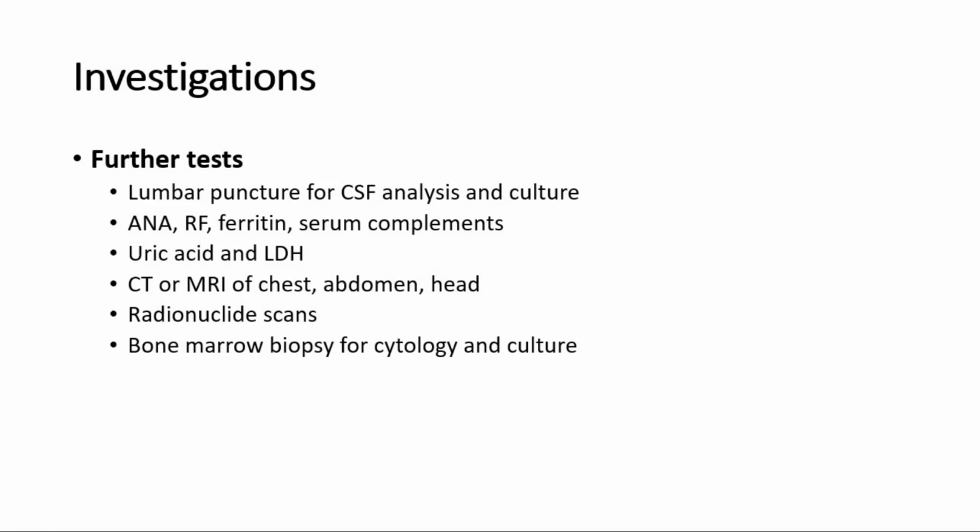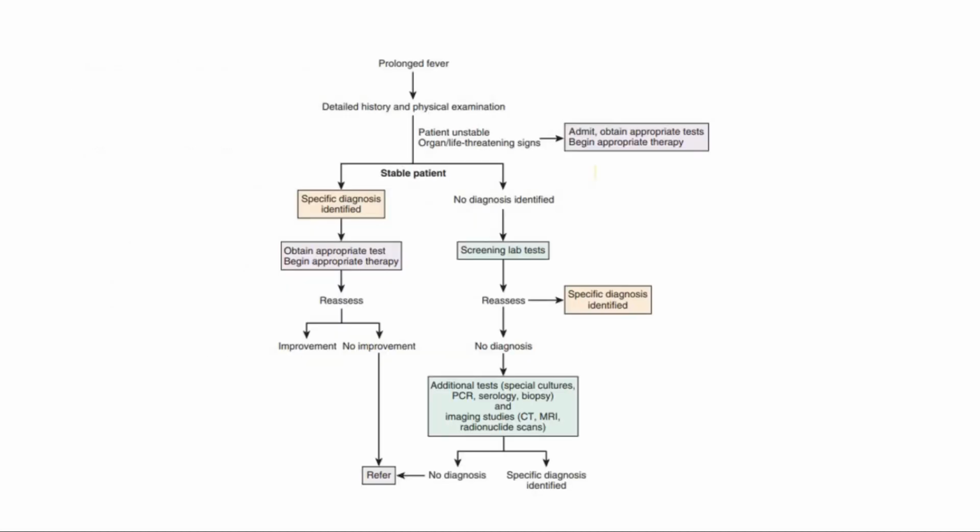And for other investigations, there are also further tests such as lumbar puncture for analysis and culture of the cerebrospinal fluid, ANA or rheumatoid factor, ferritin and serum complements. This is to evaluate for any presence of rheumatic disease. Other tests include uric acid and lactate dehydrogenase. And we can also consider CT or MRI scan of the chest, abdomen, and head, radionuclide scans, and also bone marrow biopsy for cytology and culture. So all of these are screening tests to look out for the cause of the fever of unknown origin, the prolonged fever.